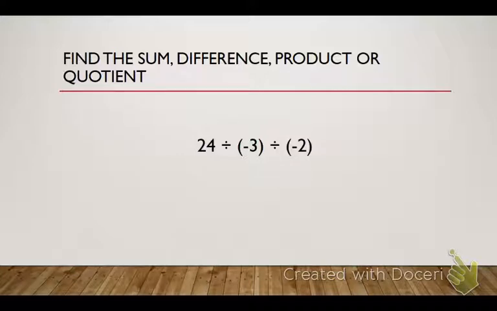All right, so let's do this. What's 24 divided by 3? 8. What's 8 divided by 2? 4. And is it positive 4 or negative 4? Why? Yeah, there's 2 negatives. Very good.